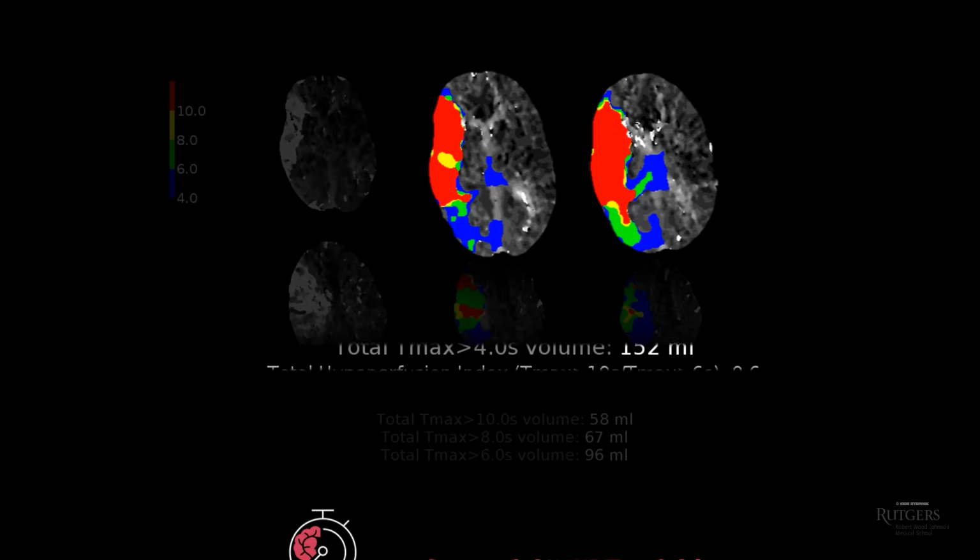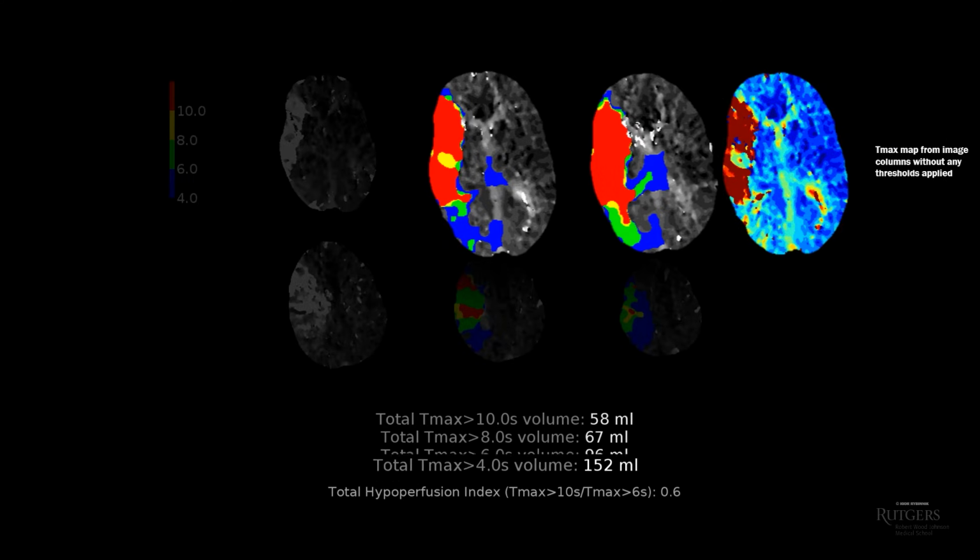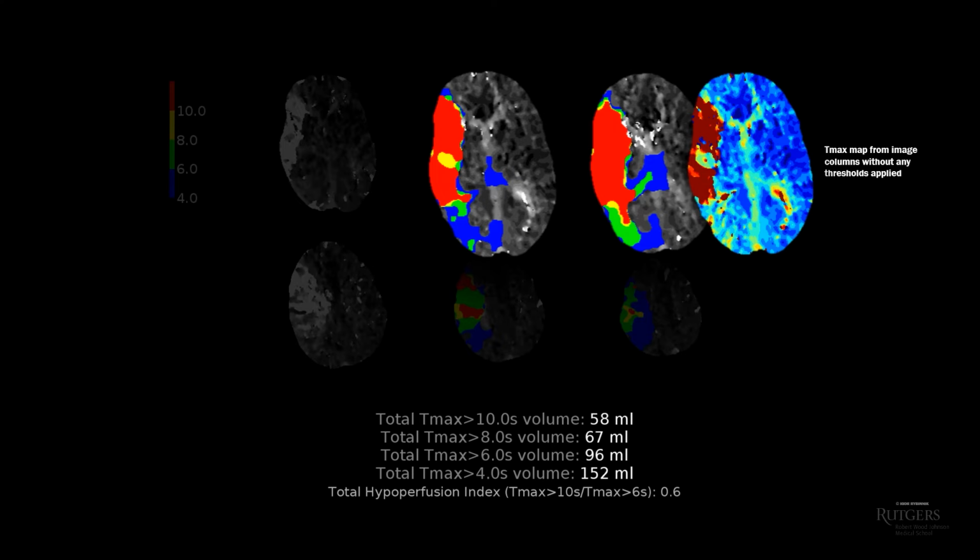By contrast, the 4 to 6 second delays are mild enough that the tissue is unlikely to infarct. By the way, in a nice bit of synergy, the colors on this multi-threshold map correspond to the colors on the original image columns without any thresholds applied.